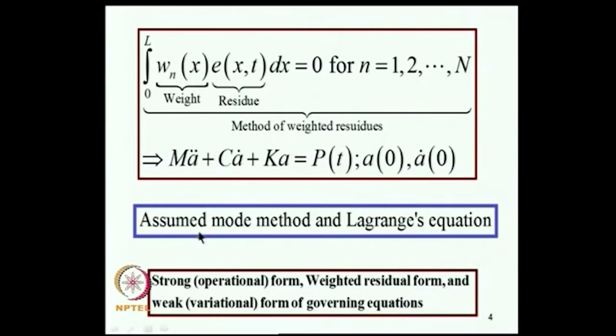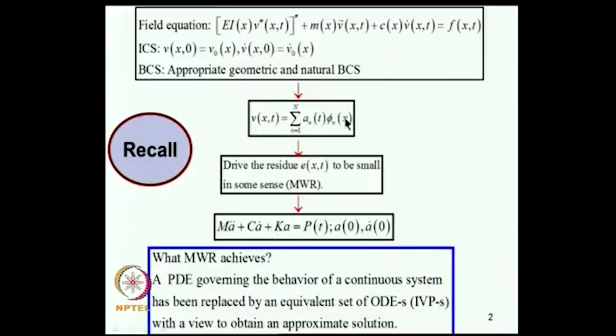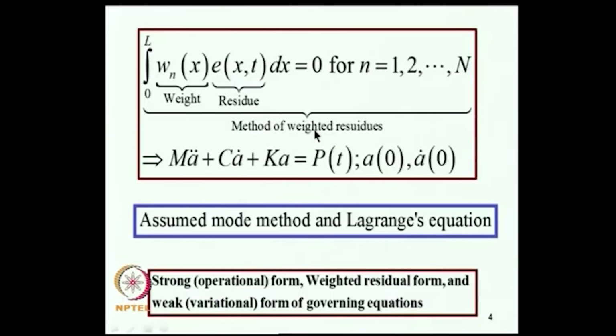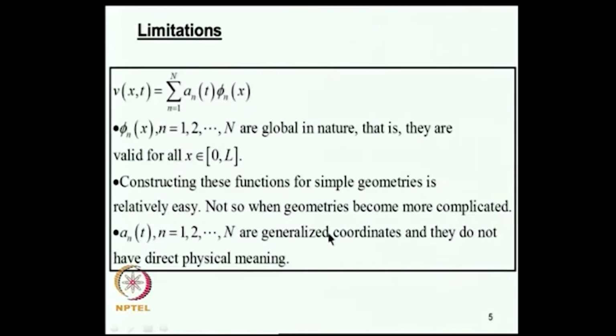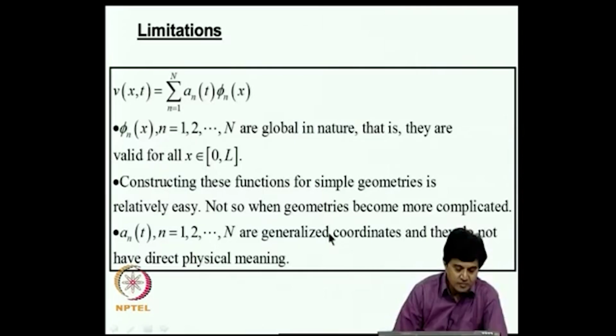We also discussed another method known as the assumed mode method, which is suitable for structural dynamic applications. You can assume the solution in this form and directly work with the governing Lagrange equation to obtain the governing equations for A of t. So, we have discussed all these methods, and what are the limitations of these methods?